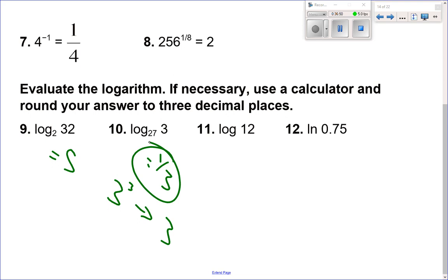Okay. Log of 12. 0.079. Thank you. Natural log is 0.75. 0.3. Thank you. Domain of any untranslated logarithmic function is x is greater than 0. Very good. Range of any untranslated function is, or actually a translated function.